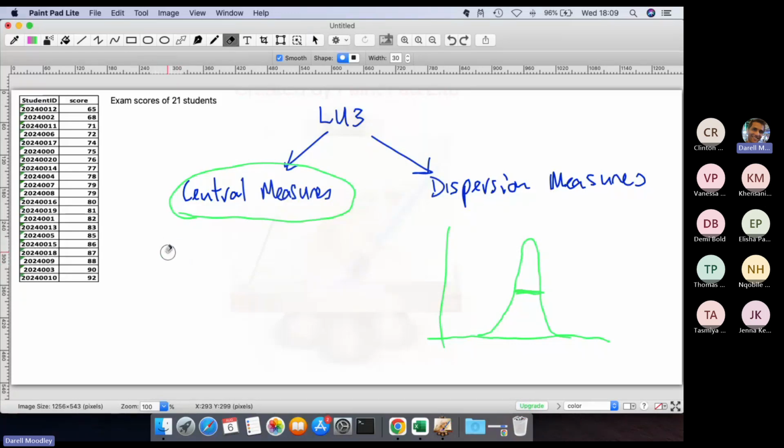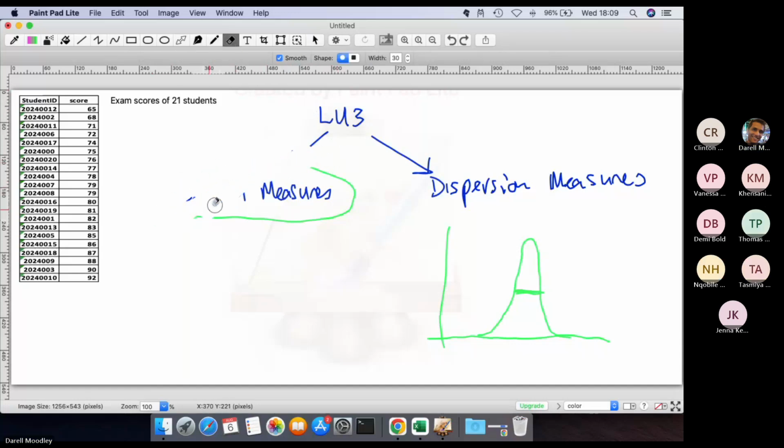Average is just one type of central measure. We are going to cover the remaining 2, which are the median and the mode. Right? And I'll discuss what they are in more detail now. All right, so if there are any questions, please just let me know.